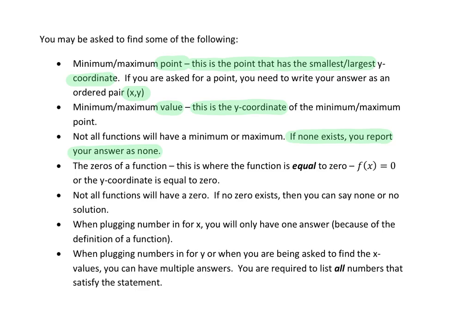The second thing that we might be asked to find is referred to as the zeros. The zeros of a function are where the function is equal to 0, so we're looking at something like f of x equals 0, or the y-coordinate is equal to 0. This is related to x-intercepts. Again, not all functions will have a zero or an x-intercept, and if there are none, you can say none or no solution.